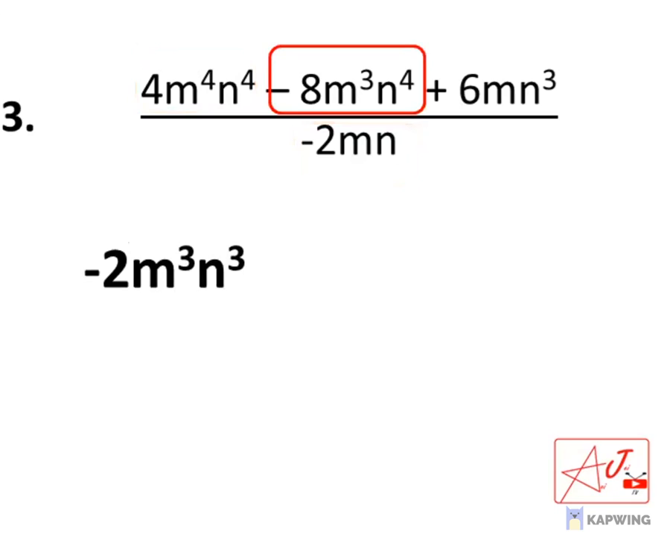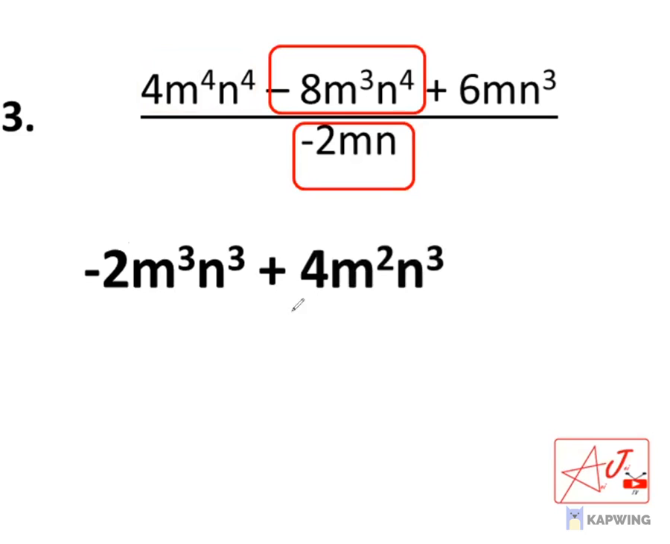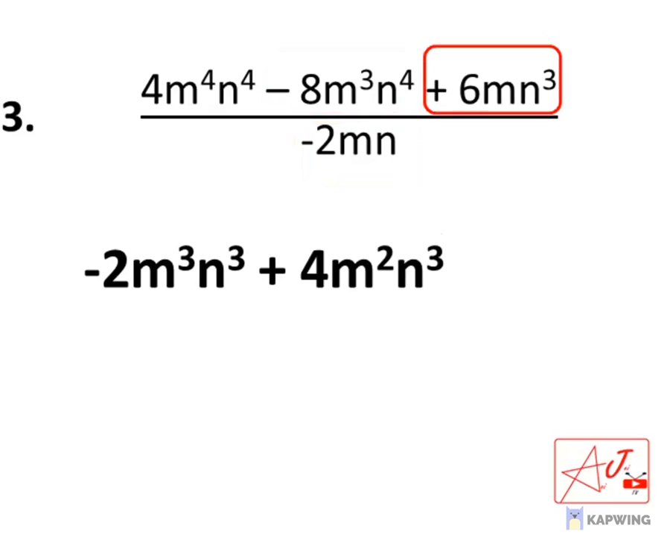So next, si negative 8m cubed n to the fourth naman at saka si negative 2mn. So parehas negative, kaya ang ating second term ay positive. 8 divided by 2 is 4. And then 3 minus 1 ay 2, 4 minus 1 ay 3. So ang ating second term ay 4m squared n cubed. Next, si 6mn cubed naman at si negative 2mn. Isang positive, isang negative. So ang ating magiging answer ay negative. And 6 divided by 2 ay 3.